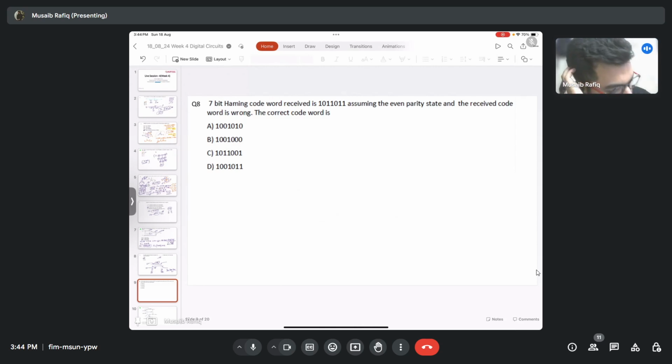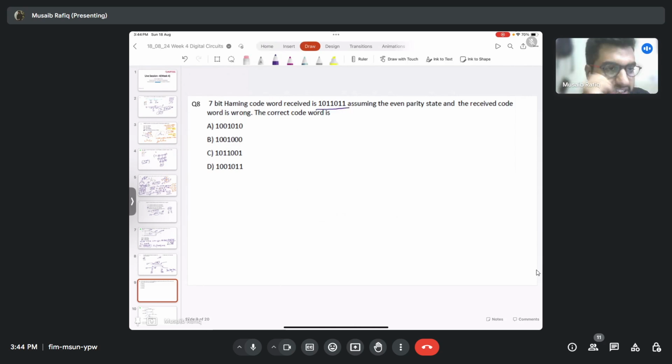So we are given this 7-bit Hamming code which was received, that is 101101, and even parity is followed. But the received code was wrong. We need to figure out what the correct code is. So we are given this Hamming code following an even parity, and it is incorrect. Now we need to find the corrected code. So how will we do it?